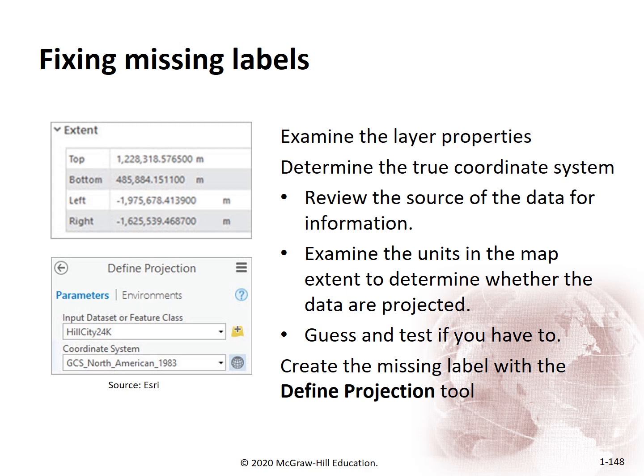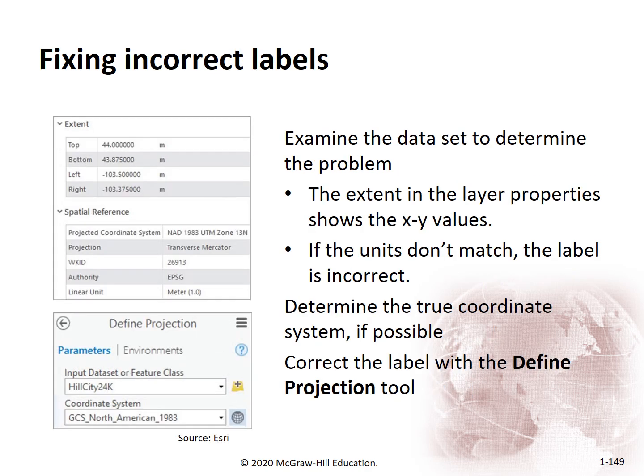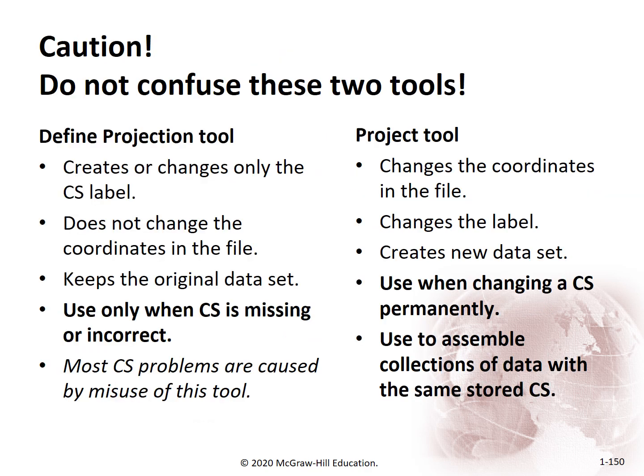One of the big problems that we have with spatial data is we have missing information or a missing label. So if we have spatial data that has all the information but it's not properly labeled, we have to define it using the define projection tool. The define projection tool is used when we have to correct an errant label or label something with a missing label. This allows us to then have the data display properly.